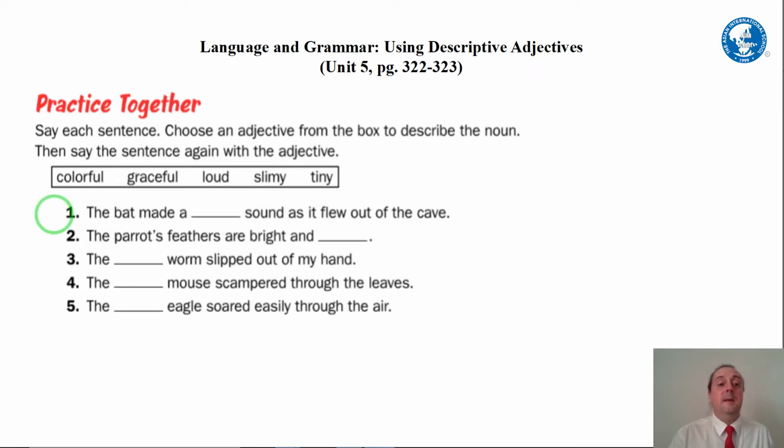Ready? Number 1, the bat made a loud sound as it flew out of the cave. Number 2, the parrot's feathers are bright and colorful. Number 3, the slimy worm slipped out of my hand. Number 4, the tiny mouse scampered through the leaves. Number 5, the graceful eagle soared easily through the air.